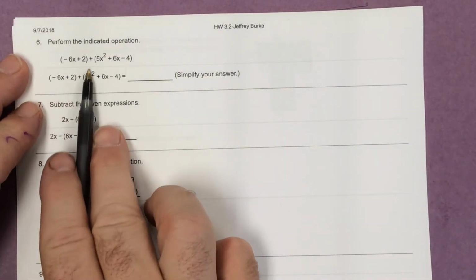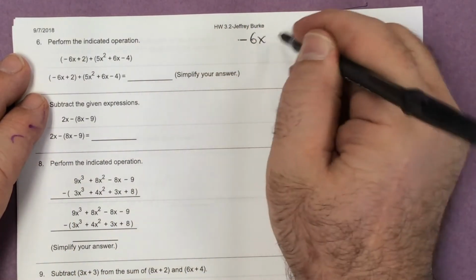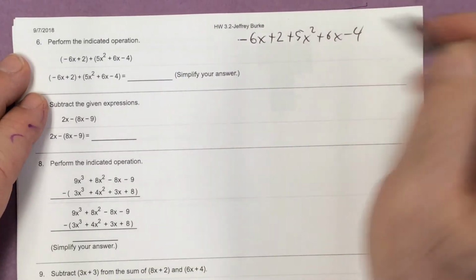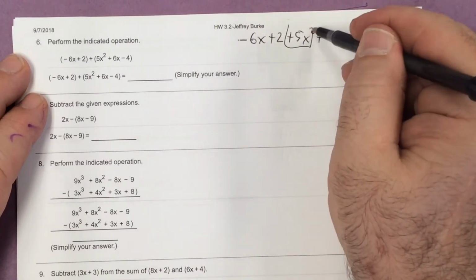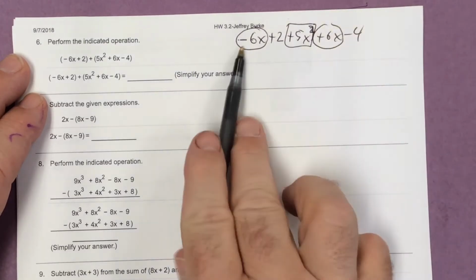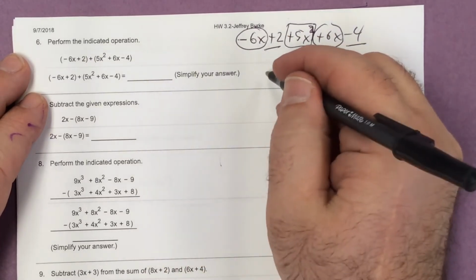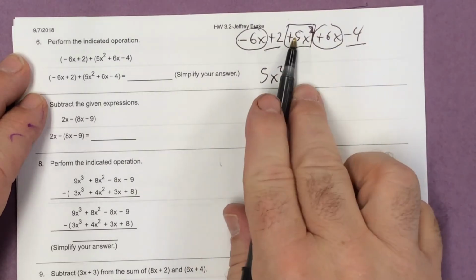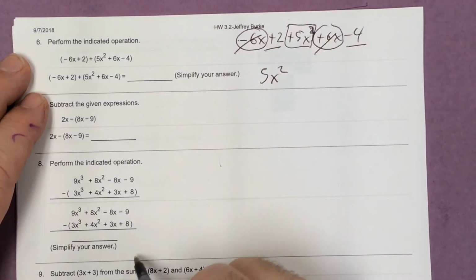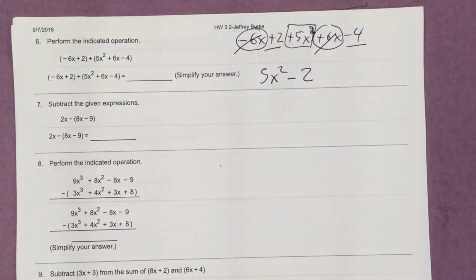So what I'll usually do in a question like this, because we have an addition sign, I can take away the parentheses entirely. That's going to give me here negative 6x plus 2 plus 5x squared plus 6x minus 4. So I'm going to see what I can combine. Nothing is going to combine with this 5x squared. However, I should be able to combine negative 6x and positive 6x, and then positive 2 and negative 4. So first off, 5x squared is just going to remain the same because nothing combines. Negative 6x and plus 6x are just going to cancel each other out. And then 2 minus 4 is going to give me minus 2. So that's going to be my answer for number 6.